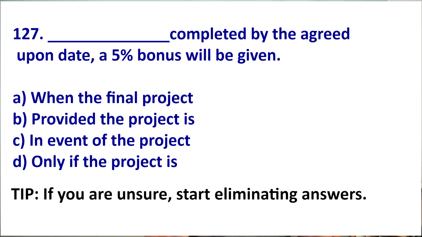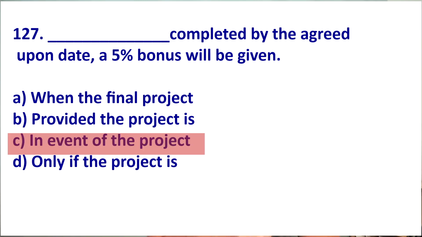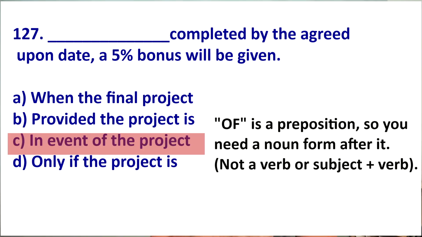All right. So you might have a lot of trouble with this, so let's start by eliminating. First, let's eliminate C. In the event of is a preposition. It means if this happens, but it is a preposition, so in the event of needs to be followed by a noun form. So we have to think about grammar here.